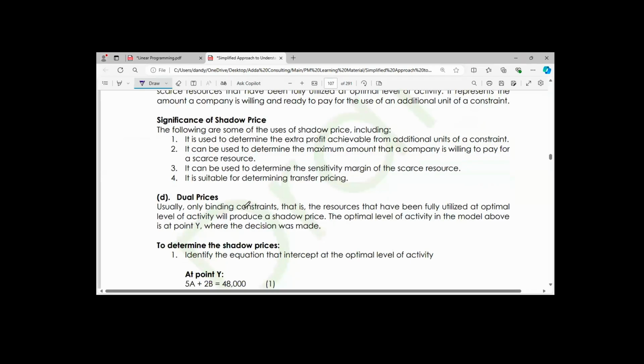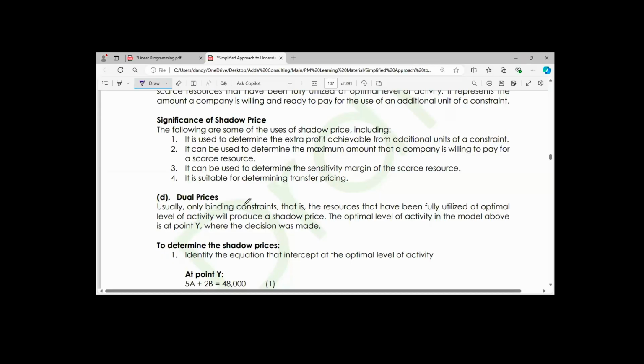So, what is the significance of shadow price? The following are some of its uses. One, it is used for determining the extra profit derivable from the additional units of a constraint. Two, it is suitable for determining transfer pricing. Three, it can be used for determining the maximum amount that the company is willing to pay for its scarce resource. Four, it can be used to determine the sensitivity margin of the scarce resource. These are some of the significance of shadow price.